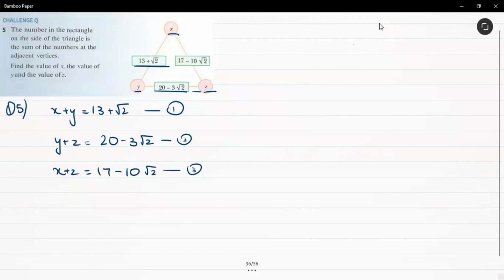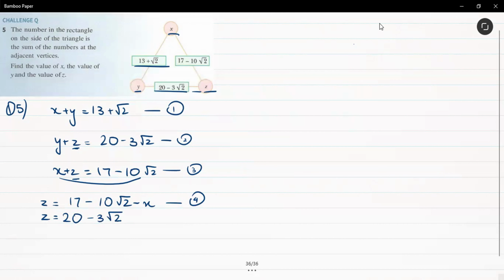The most common method I like to solve these types of questions with, when we have three equations, is I try to bring two equations equal to one variable. So right now I'll try to make two equations equal to z. So I've got two values for z. Z is equal to 17 minus 10 under root 2 minus x, because this comes here. So this would be equation number 4. Then I would have the second equation for z is 20 minus 3 under root 2 minus y. And that would give us the fifth equation.